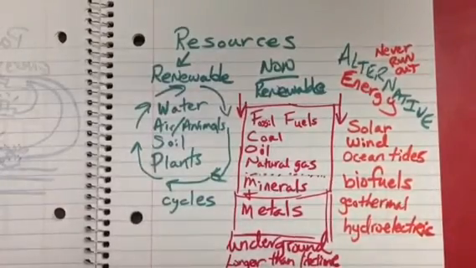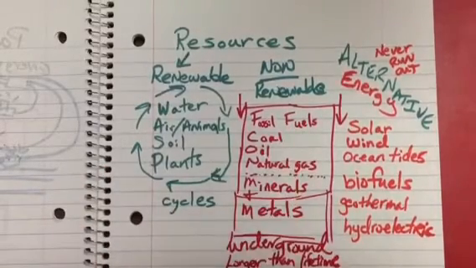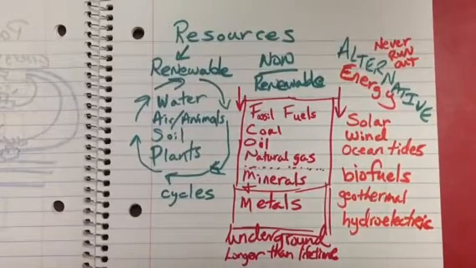But there are three main categories for sorting out our resources, classifying resources. Renewable resources going in cycles, non-renewable dug up from under the ground, longer than a lifetime to make, and alternative energy resources, new ways of finding energy that's not going to run out on us.